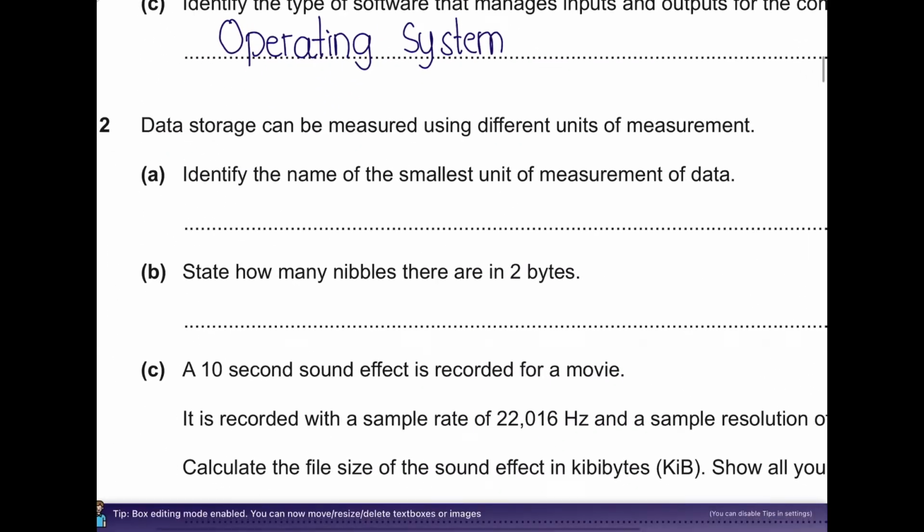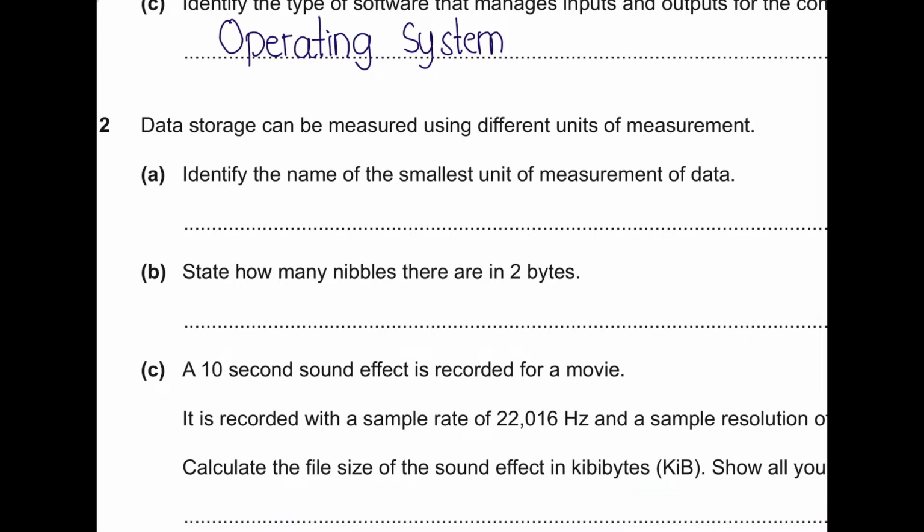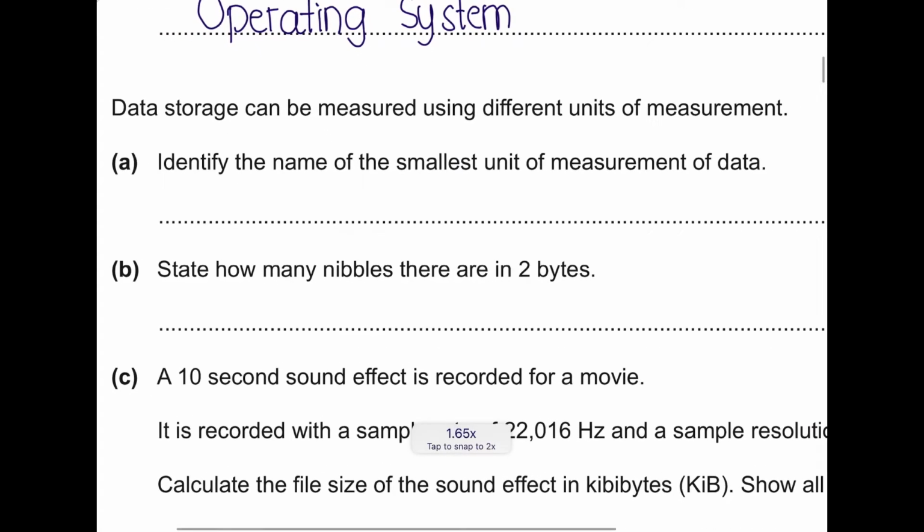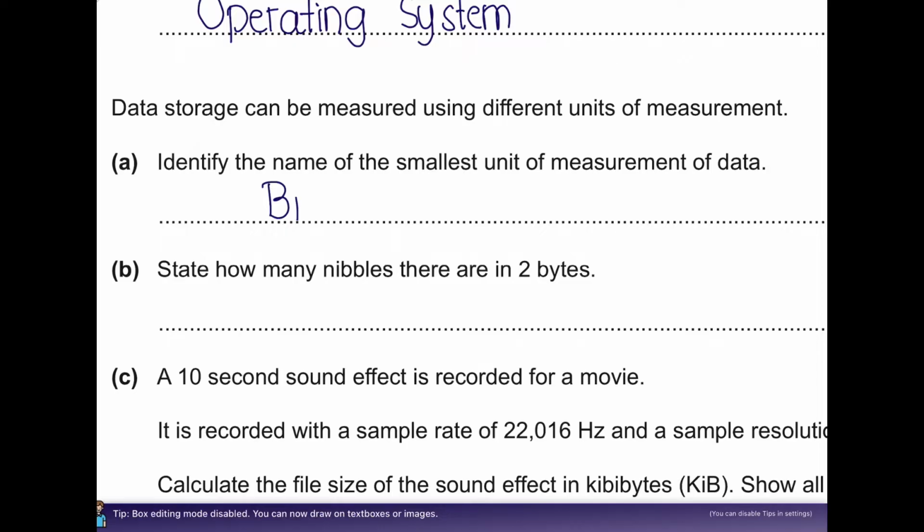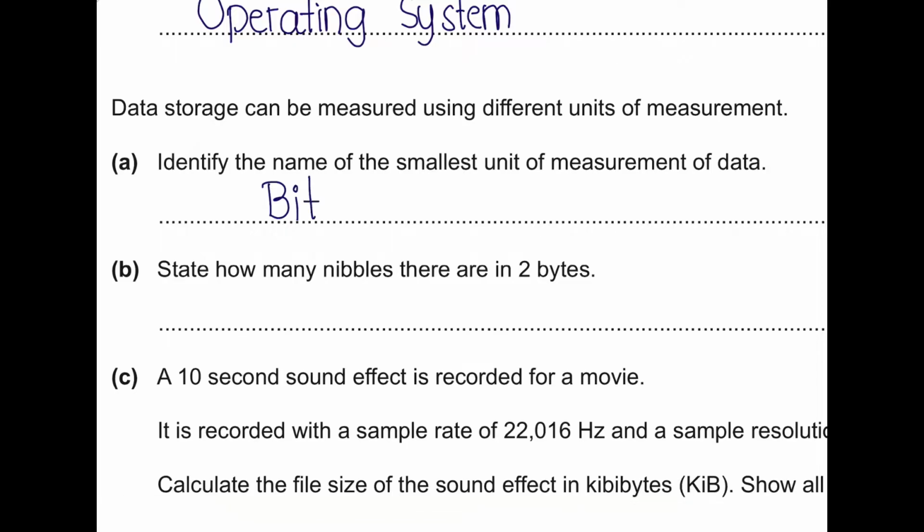Then it says that data storage can be measured using different units of measurement. Identify the name of the smallest unit of measurement of data. The smallest unit is called a bit, and we know that 1 byte is equivalent to 8 bits. So the smallest unit is a bit.